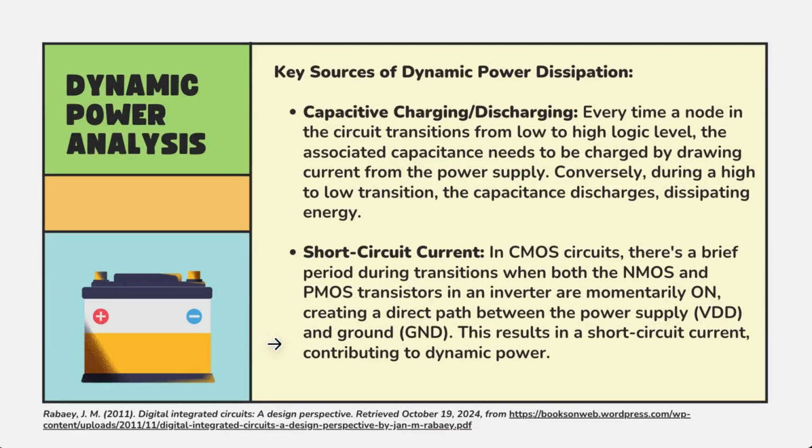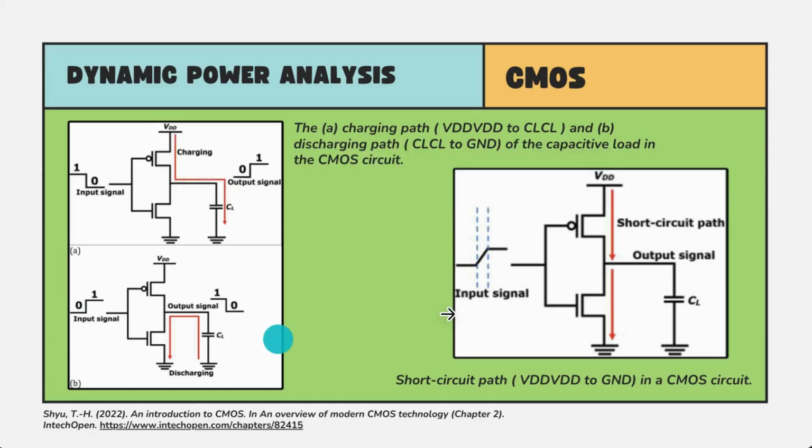The next one is the short circuit current. In CMOS circuits, there is a brief period during transition when both the NMOS and PMOS transistors in an inverter are momentarily on, creating a direct path between the power VDD and the ground GND. This results in a short circuit current contributing to dynamic power. And here is the figure of the short circuit path in a CMOS circuit.